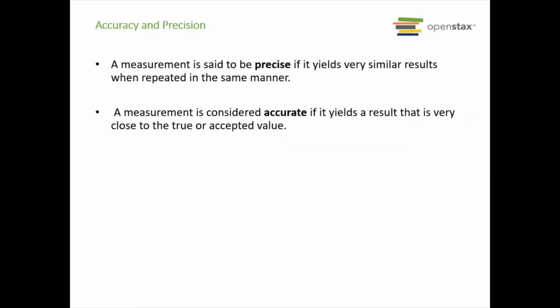So now let's talk about how we can define our measurements. A measurement is precise if it yields very similar results when repeated. It's accurate if it yields a result that is close to the true or accepted value. You can be both precise and accurate, you can be one but not the other, or you could be neither. So we're going to talk about what these mean.